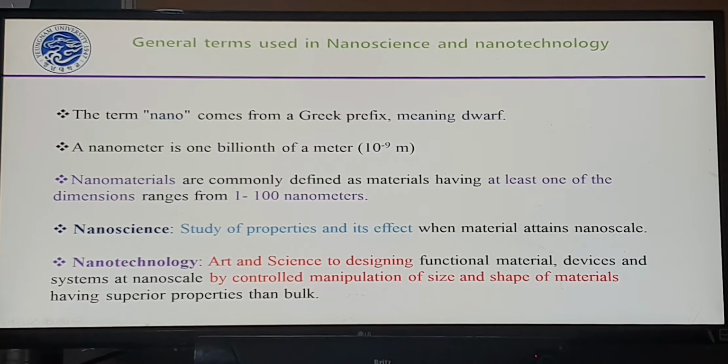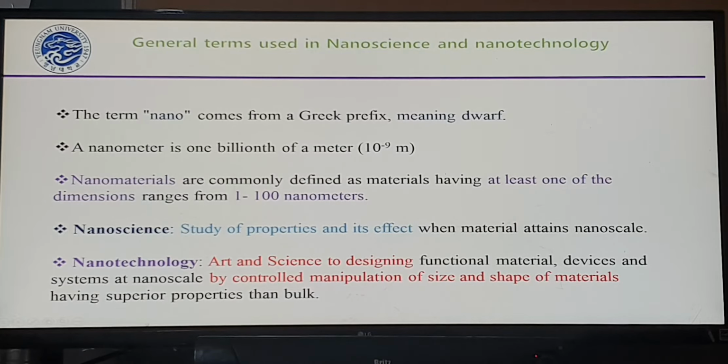You can know the nanometer means 10 to the power minus 9 meters. So that much very small. So the nano word comes from a Greek word, and that is meaning dwarf. A nanometer is 1 billionth of a meter. So you can imagine how small it is. So it is very small.